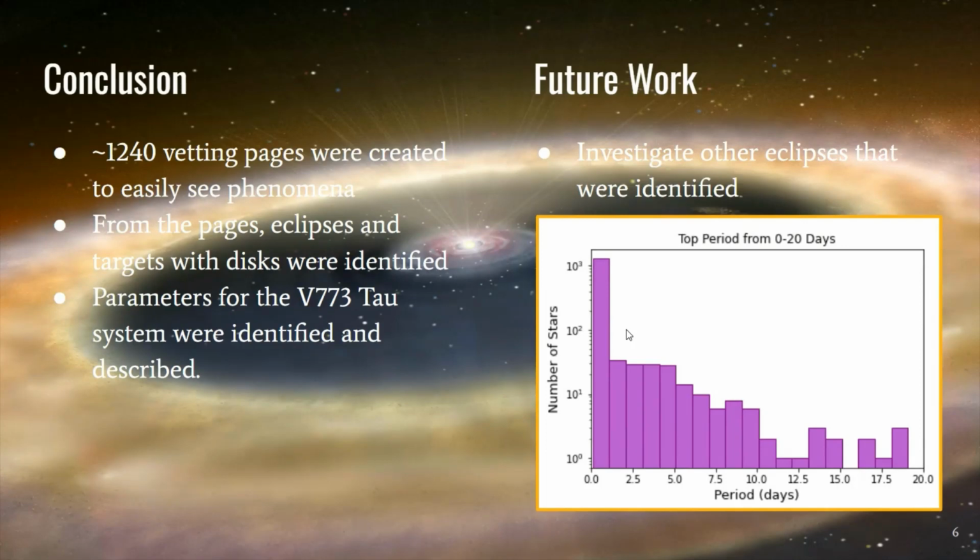For this research, I looked over about 1,240 vetting pages in search of eclipses. Parameters for the V773 Tau system were also discussed.